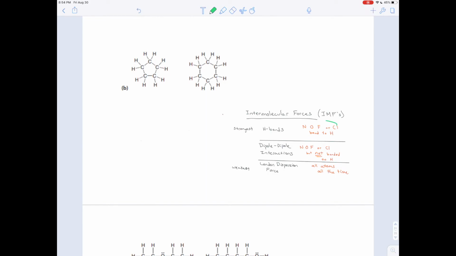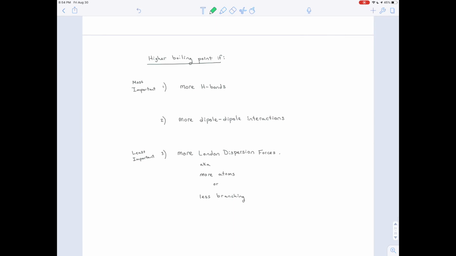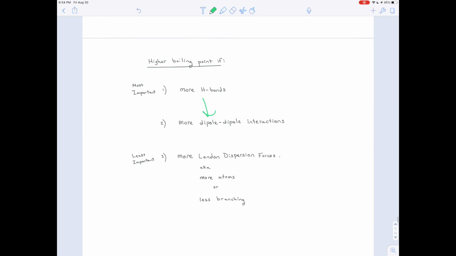You have a hydrogen bond if you have a nitrogen, oxygen, fluorine, or chlorine bonded to hydrogen. Notice neither of these molecules have nitrogen, oxygen, fluorine, or chlorine. And so both of these molecules have 0 hydrogen bonds. So those tie. So if that ties, we're going to go to the next one.